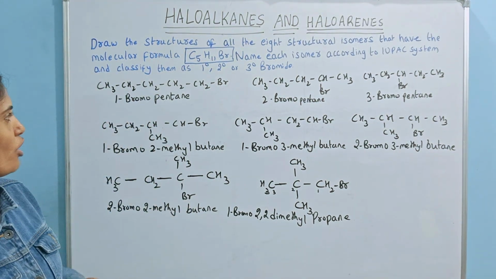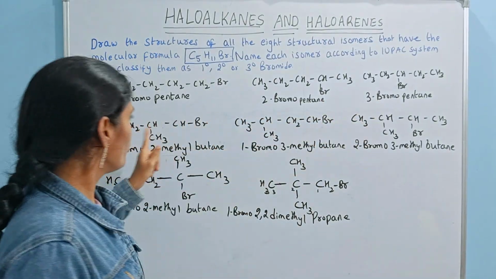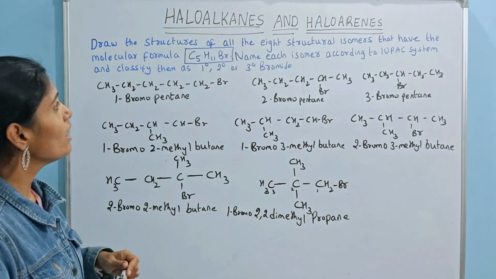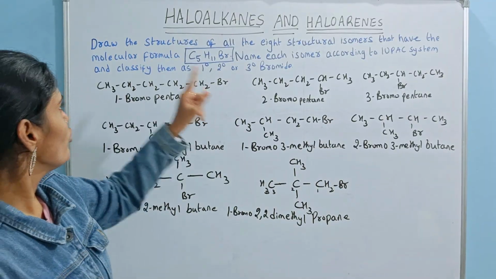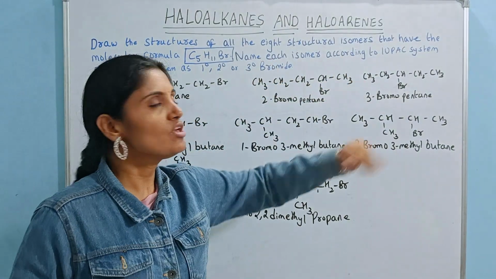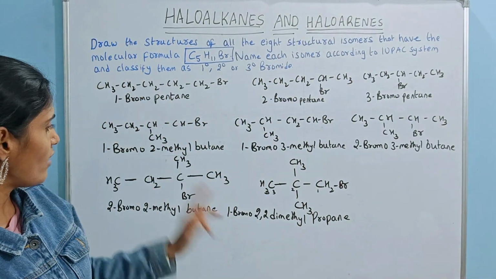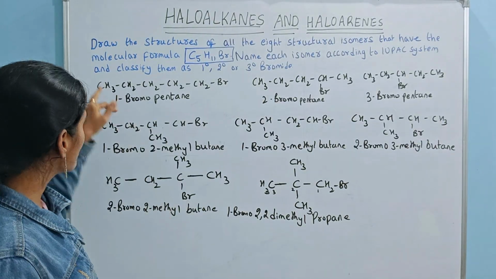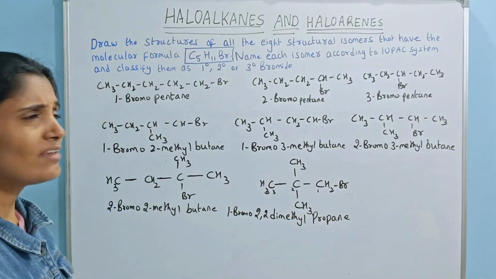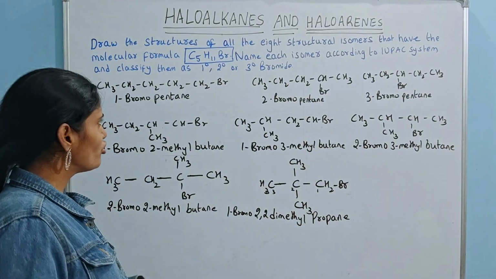How many structures did I get? 1, 2, 3, 4, 5, 6, 7, 8. And what did he say in the question? I should write all the 8 structural isomers that have the molecular formula C5H11Br and name each isomer according to the IUPAC system. I have named everything according to the IUPAC system and classify them as primary, secondary and tertiary bromide. Now let me classify them as primary, secondary and tertiary bromide.